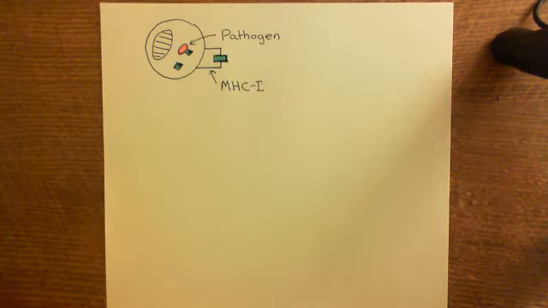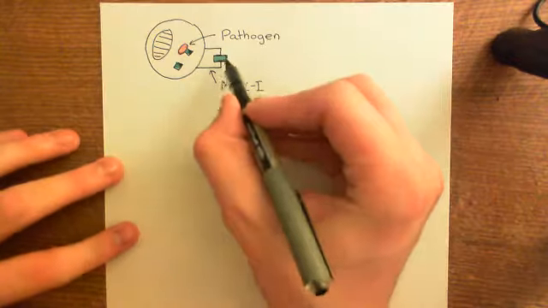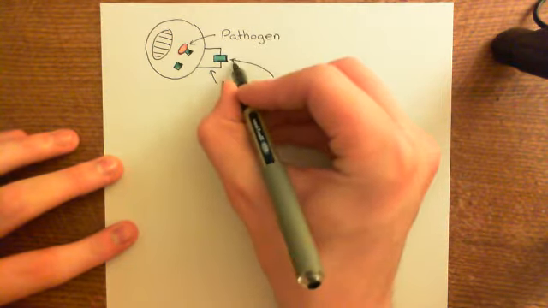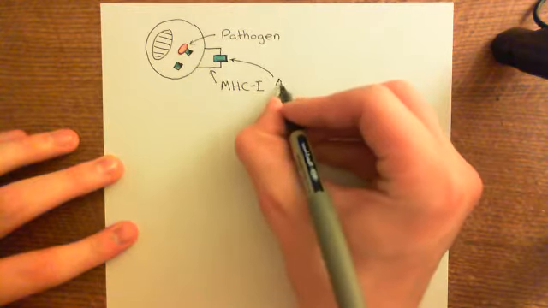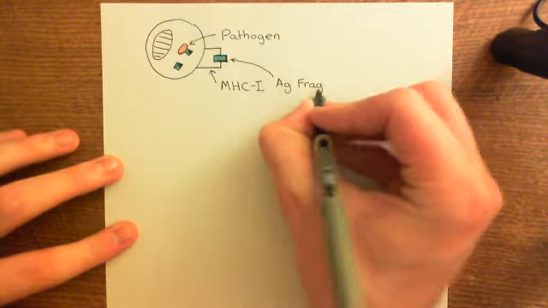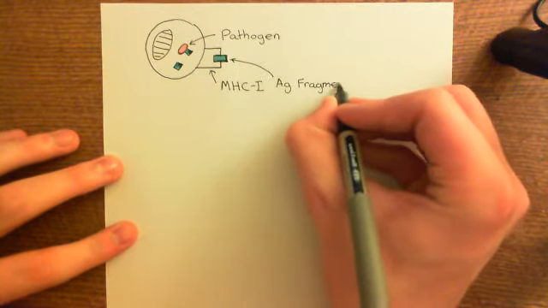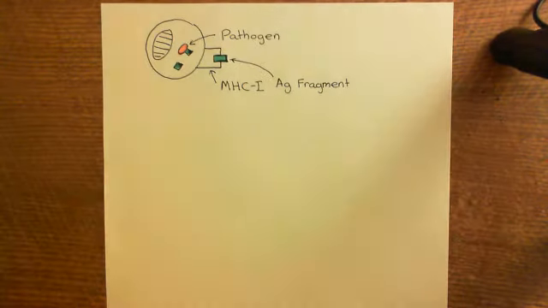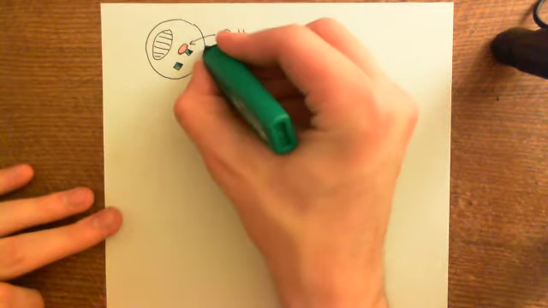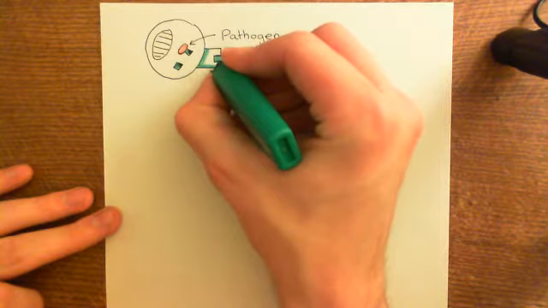So again, I know it's very confusing that I'm denoting the antigen fragment in the same way as I'm denoting the antigen, but never mind. Cope with it. Okay, so this is an antigen fragment. I suppose I should probably colour them in different colours or something. Okay, so this is the antigen fragment, and we'll have major histocompatibility complex class 1 in turquoise.